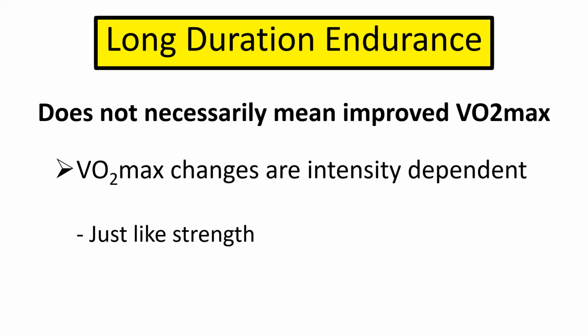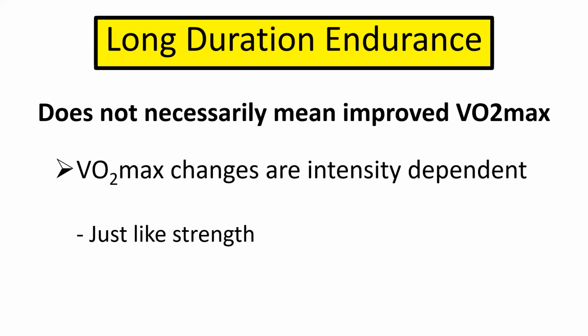So you're not going to just improve your VO2 max because you work for a long duration. If I walked for 20 minutes, that is still long duration endurance, but it's at the lowest intensity, which means it may not improve my VO2 max unless I'm a very low fit individual. So if we push the intensity high for long duration endurance, it will absolutely develop VO2 max.